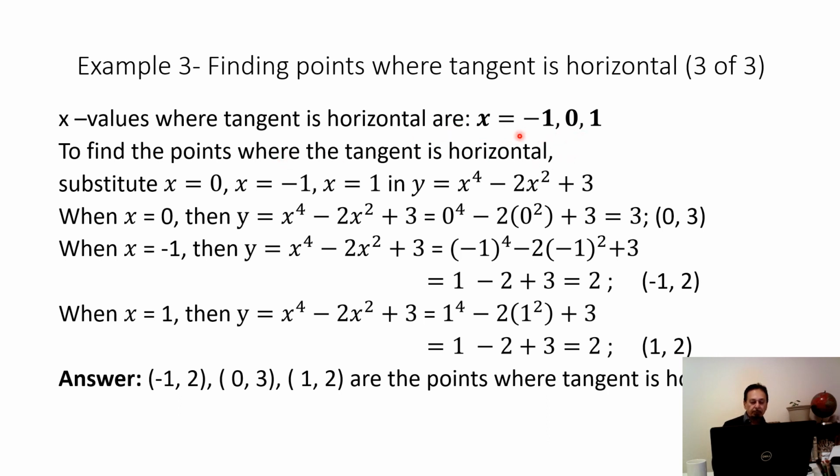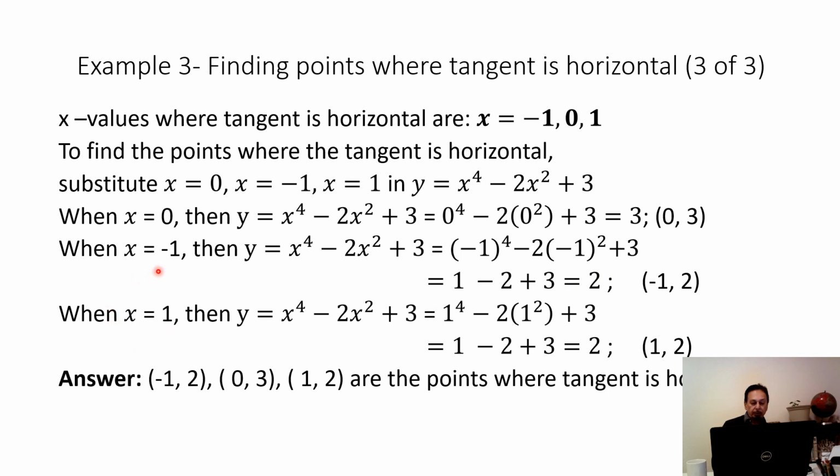Now for each of these x values, we have to find the points. To find the points where the tangent is horizontal, we substitute x equals 0, x equal to negative 1, and x equal to 1 in the original equation of the curve, y equal to x to the 4th minus 2x squared plus 3. So when x equal to 0, after we substitute 0 in the equation of the curve, that becomes 0 to the 4th minus 2 times 0 squared plus 3, which simplifies to 3. So the point where the tangent is horizontal is (0, 3).